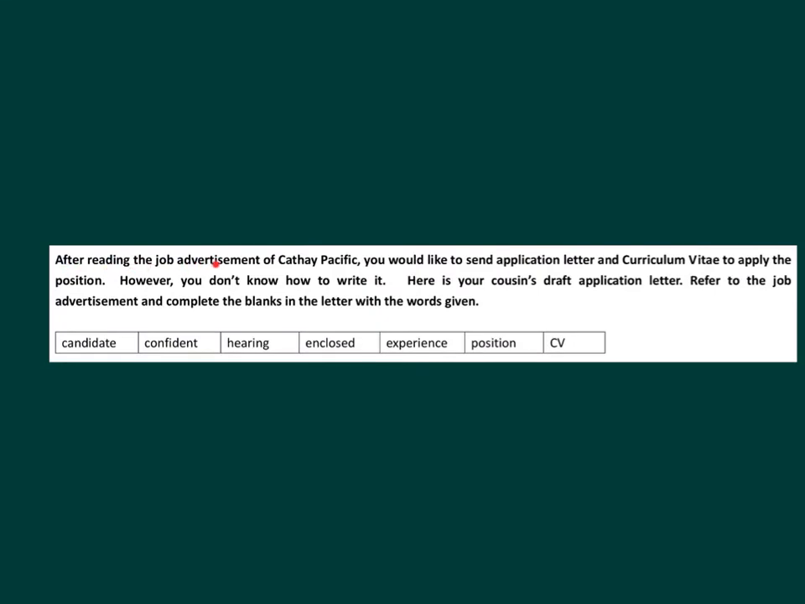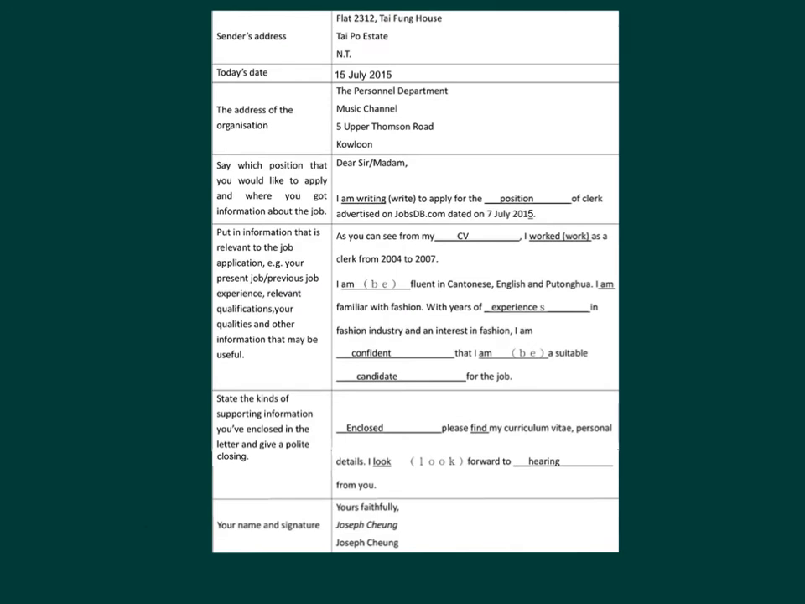After reading the job advertisement on Cathay Pacific, you would like to send an application letter and curriculum vitae to apply the position. However, you don't know how to write it. Here is your cousin's draft application letter. Refer to the job advertisement and complete the blanks in the letter with the words given. Candidate, confident, hearing, enclosed, experience, position, CV. Let's see the suggested letter.